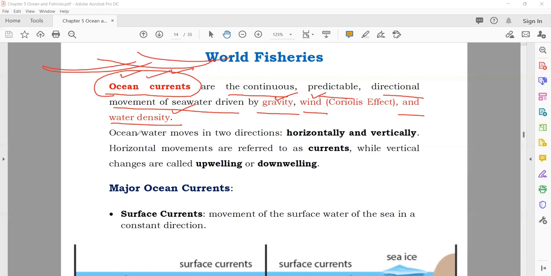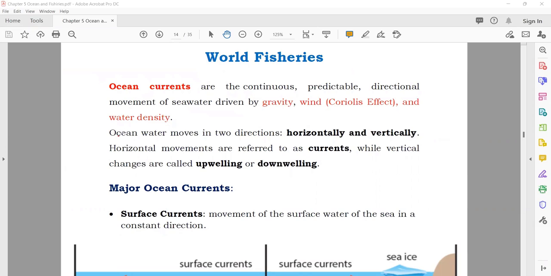Okay. After that, they're saying that there are two types of motion. The ocean water can move upward or downward, and sideways, meaning horizontally, like this or like this, and vertically, up or down. So these are the two possible directions in which the ocean water can move, horizontally and vertically. Horizontal movements are referred to as currents, while the vertical changes are called upwelling or downwelling.